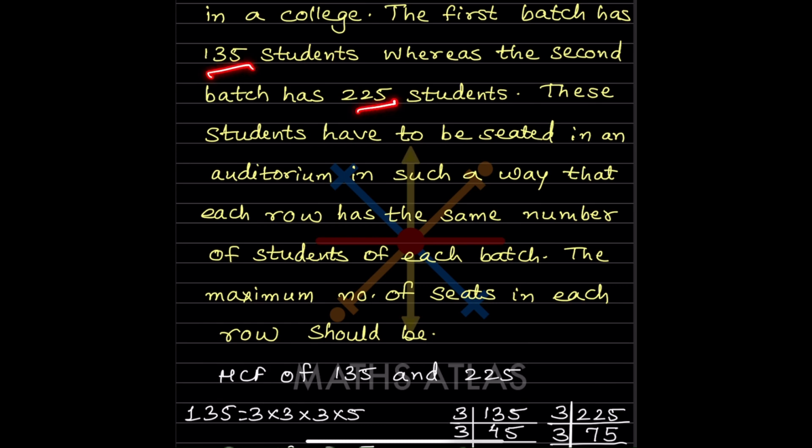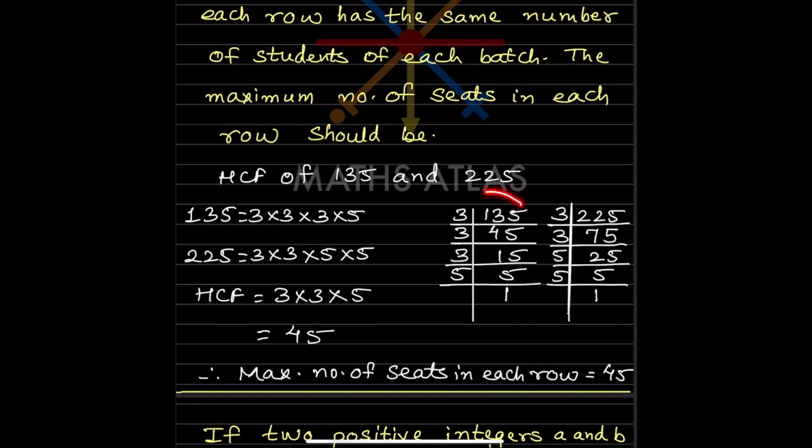That is 135 and 225. So first thing, we'll take the prime factors. These are the factors of 135. This is for 225. HCF means we will take the common ones.